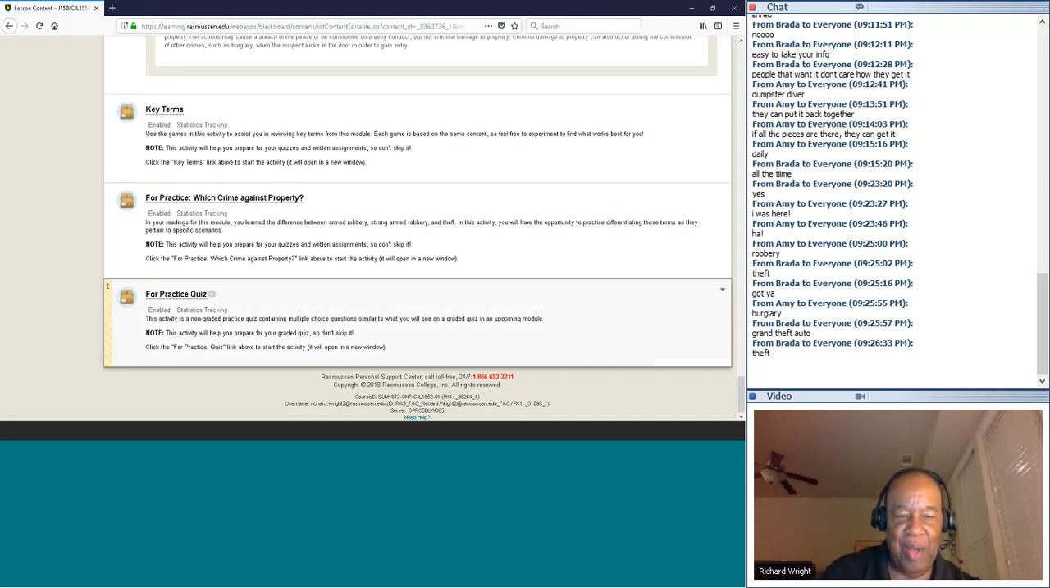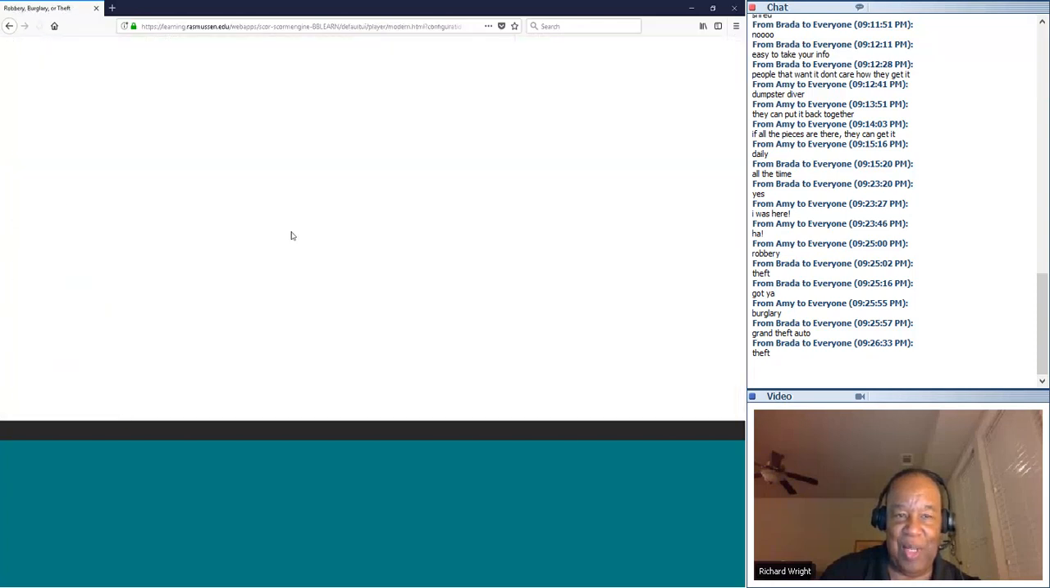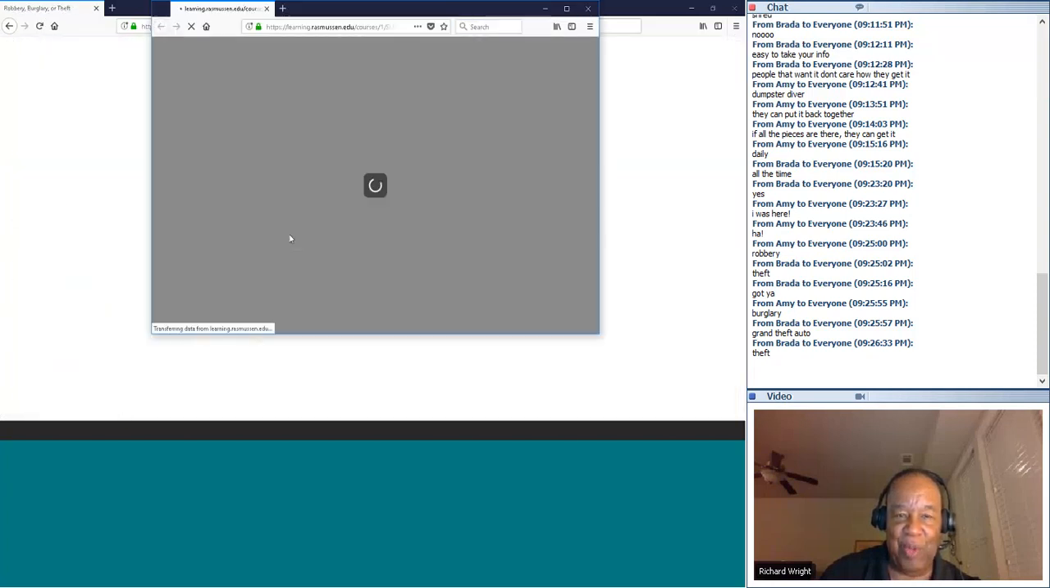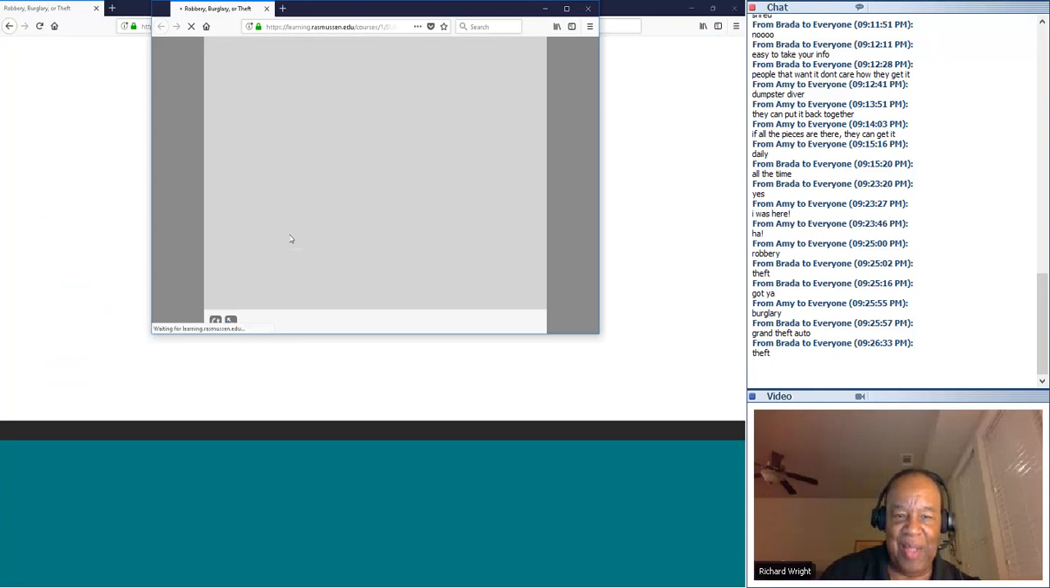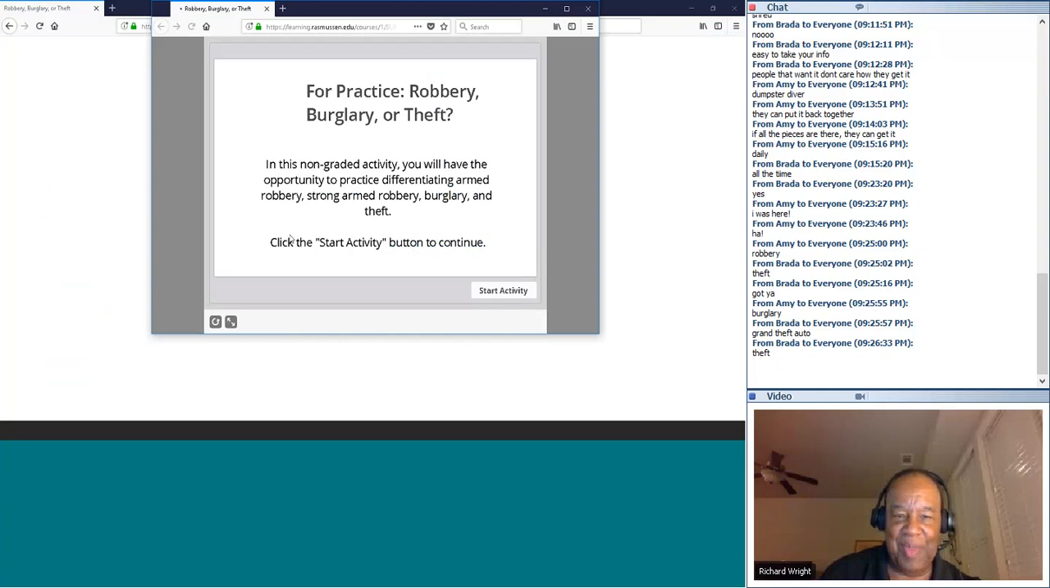Okay, so then for practice, in your readings, you learn the difference between armed robbery, strong armed robbery, theft. In this activity, you would have an opportunity to practice differentiating these terms in specific scenarios. Like, for example, you open up another window, and bam. Practice for that. So start the activity.